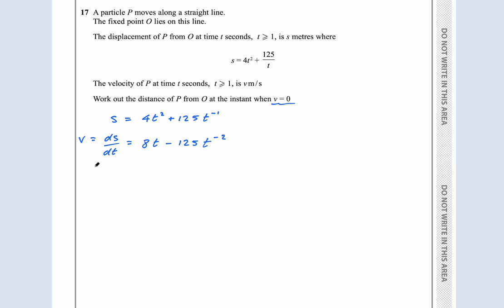Okay, now we are looking for when V equals 0. So I want when V equals 0, 8t minus 125. Now, guys, I'm actually going to change it back because it'll help me solve this question. Hang on, I need to write that 8 again. 8t minus, instead of t to the minus 2, I'm going to divide by t squared, the same way I was able to change it to a negative power. I can change the negative power back to a positive power, but underneath the line. And this is equal to 0.